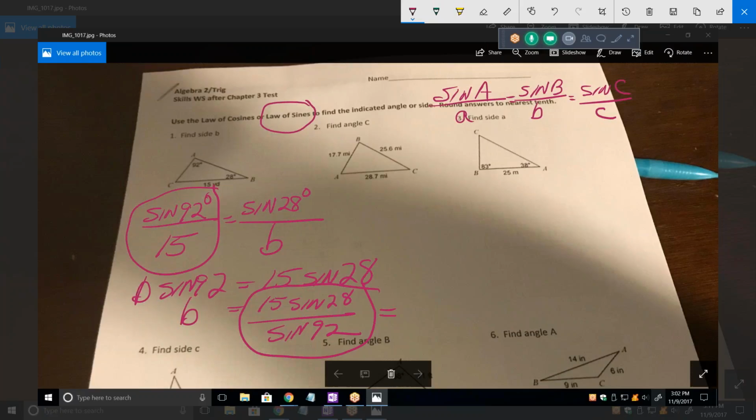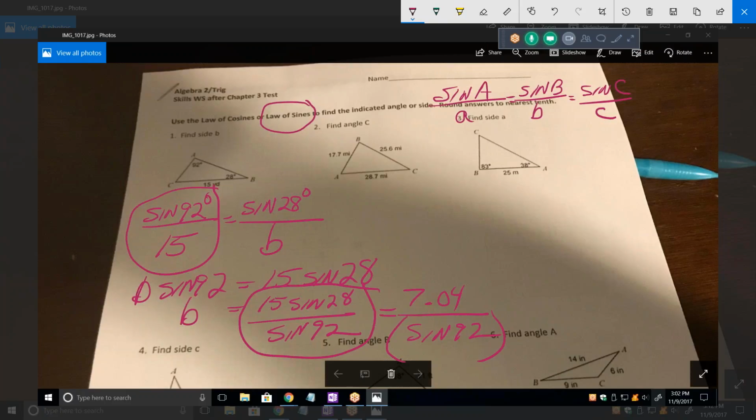I got 7.04. And now divide that by the sine of 92. You may have to put parentheses around that. I don't know what calculator you're using, so I don't know. What I do know is that sine of 92 is very close to 1. It's going to be slightly less than 1. So the answer to this is going to be slightly more than 7.04.